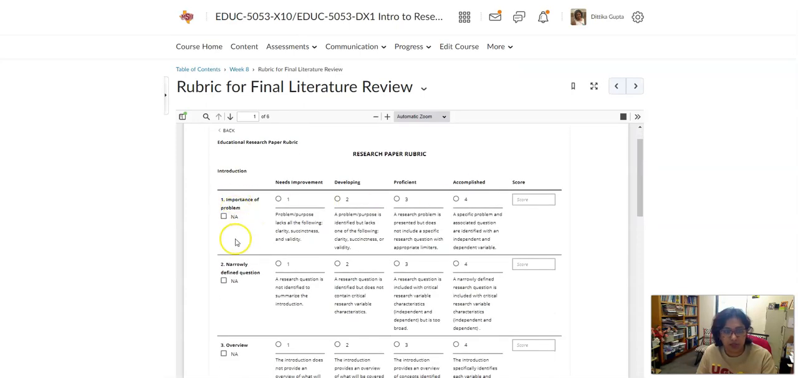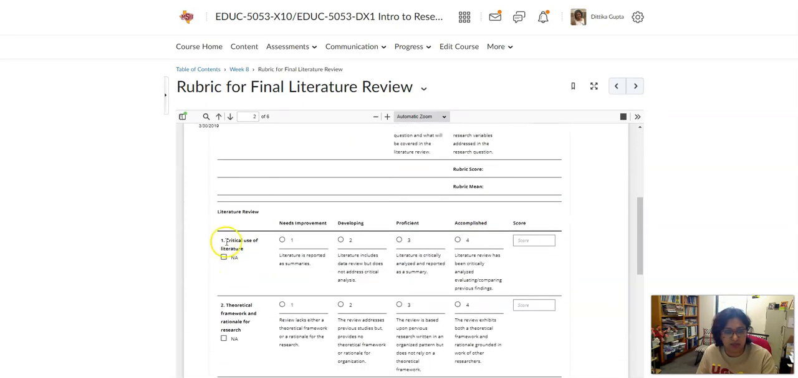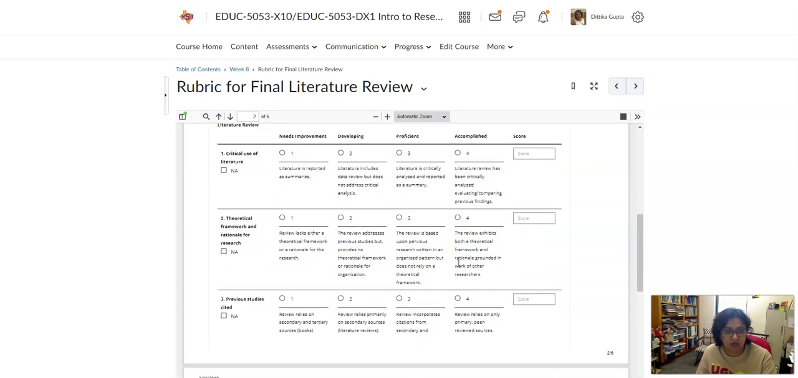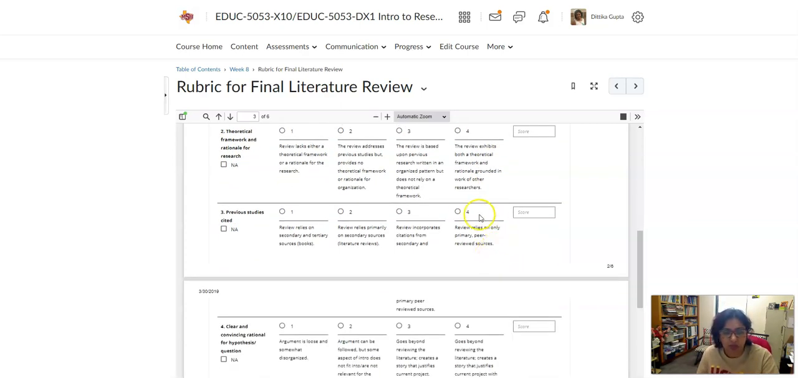So here's the rubric. You can see all the rubrics that are there. Here is where it is, whether you report it as a summary or you are critically analyzing and doing all of those. Theoretical framework comes from your connections. You're having connecting sentences along with your research outline. It's what gives you the theoretical framework.